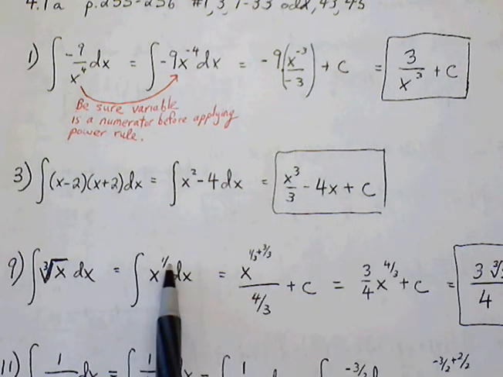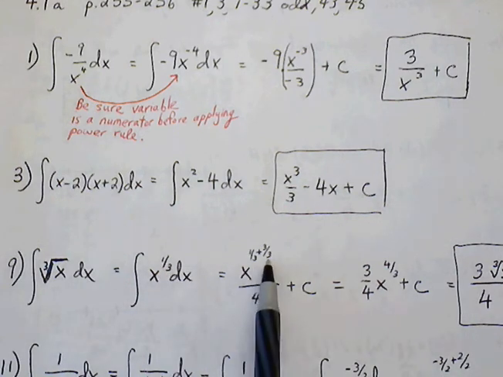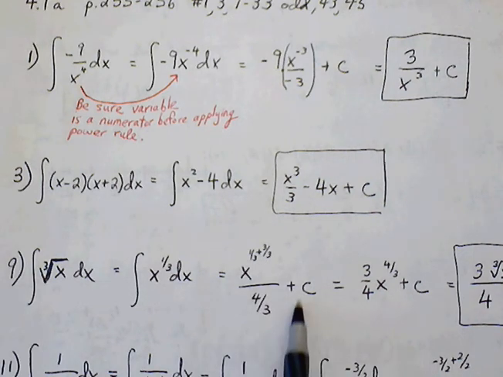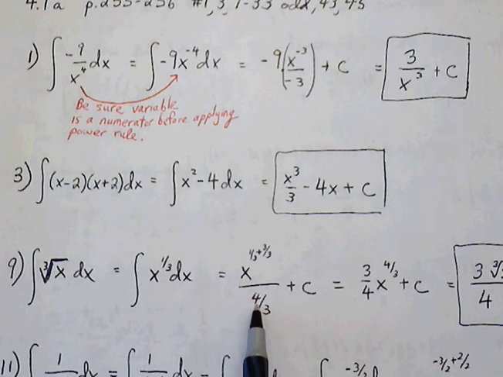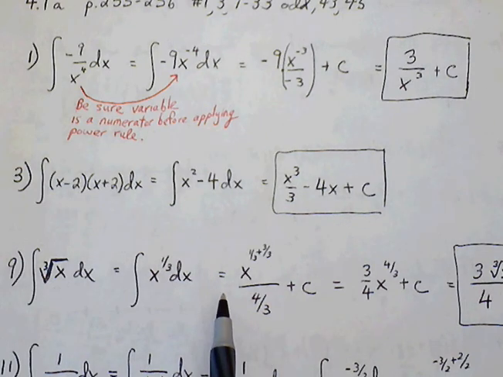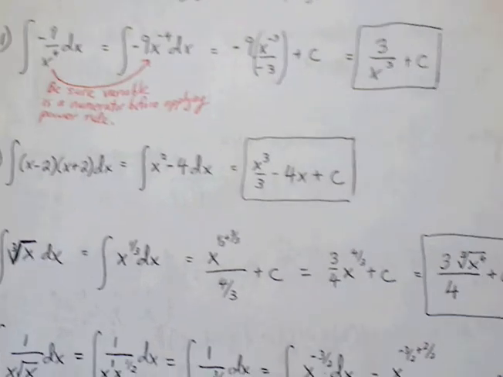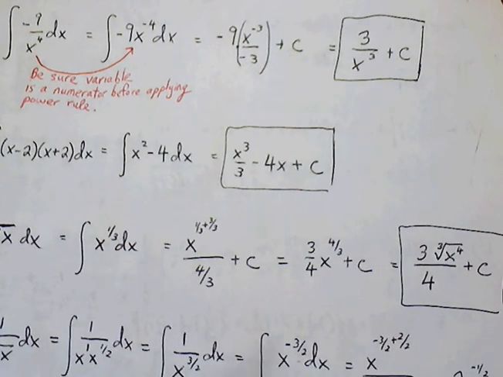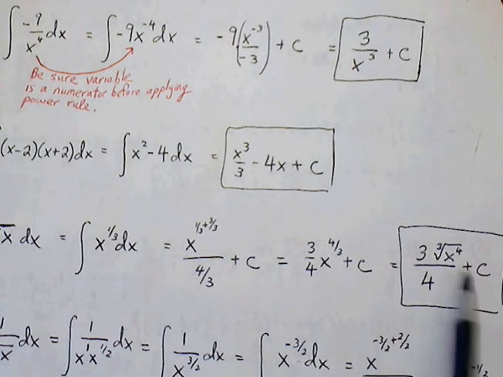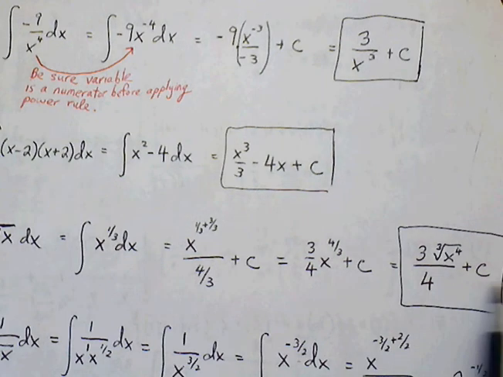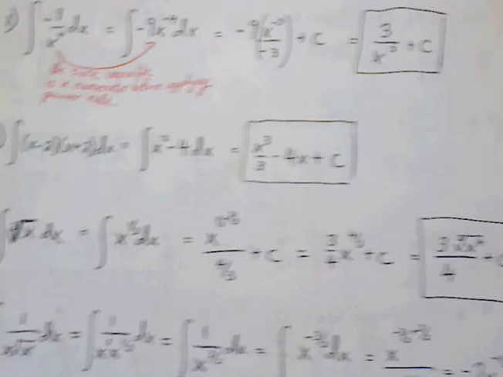We have our exponent sitting here. So the rule is we add 1 to this exponent. So 1/3 plus 1, the same thing as 1/3 plus 3 over 3, which is 4/3, and we divide by that number as well, 4/3. So this 4/3 needs to be flipped so we can get rid of this complex fraction. So we get 3/4 x to the 4/3 plus c, and we can bring it back down to radical form if you would like. Then it would be 3 cube root of x to the 4th over 4 plus c. But for the most part, either form will be acceptable.